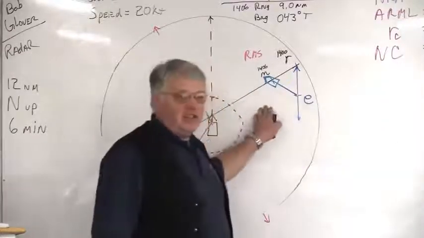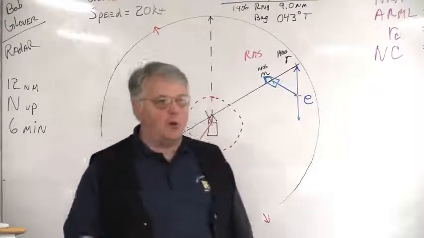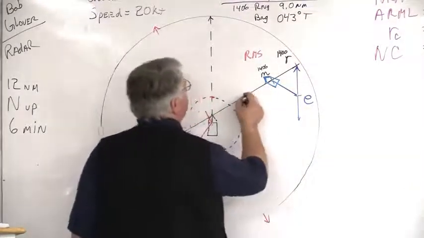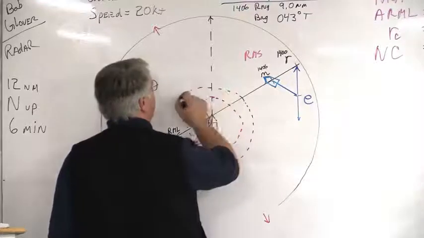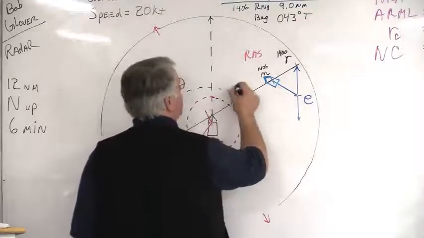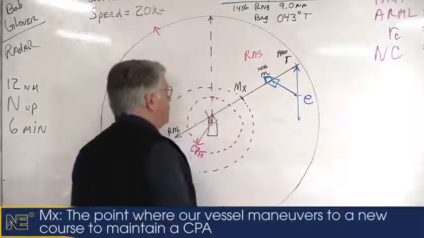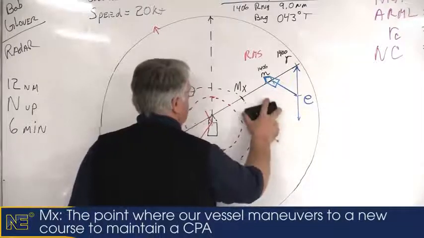But it's far easier in a practical way to just look at your radar scope and say, okay, when this guy gets to, let's say, 3 miles, and he touches the 3-mile range ring that I have on my radar, that's when I'm going to change course. And we're going to call that point MX, or the point of execution. That's when I'm going to change course.